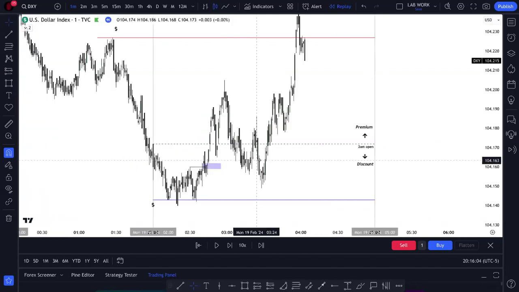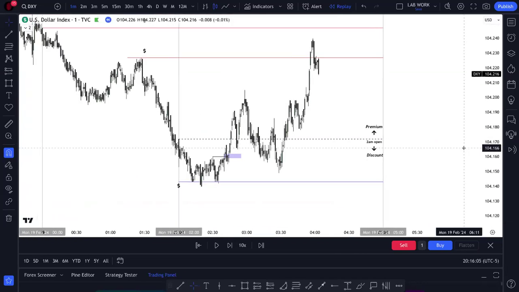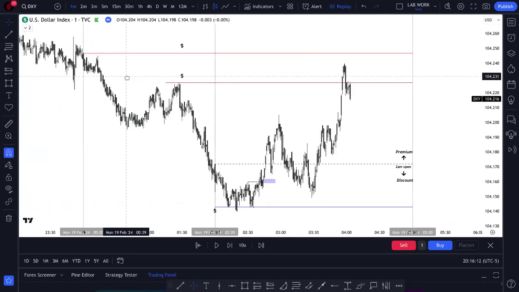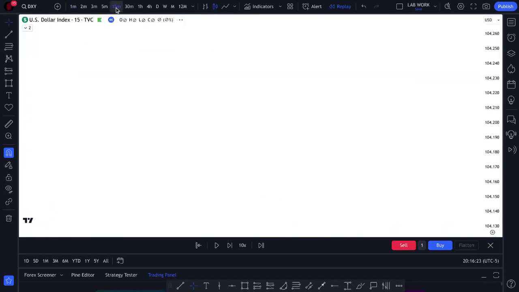Look at that. So look at how simple we went from sell side to buy side. And look at how we framed it from the 15-minute time frame. Out of all the liquidity pools that I could have marked up on other time frames, I went straight to the 15-minute and said, I'm taking that swing high. Let's go back to the 15-minute real quick.